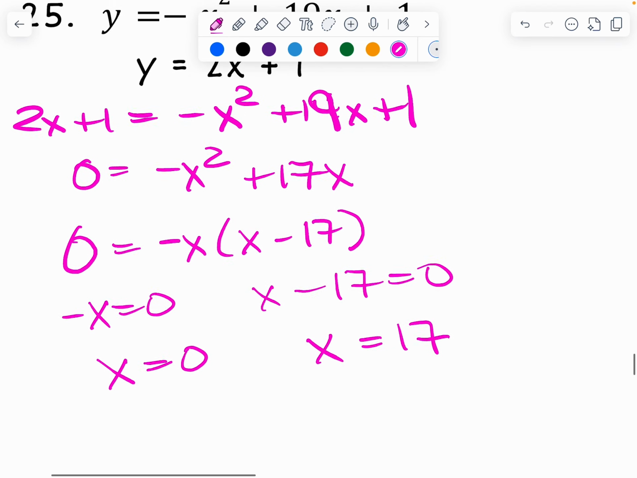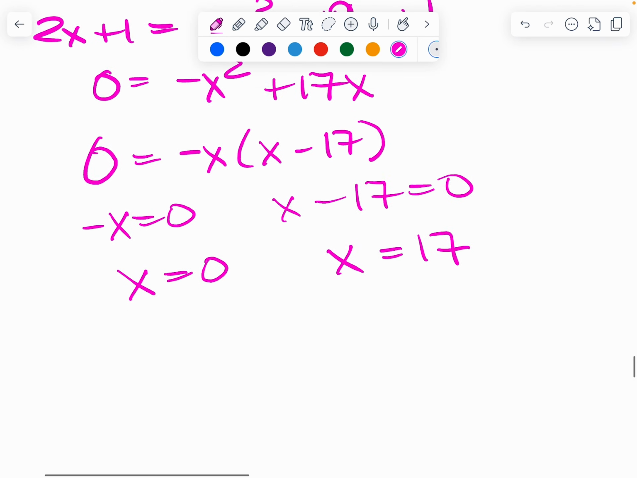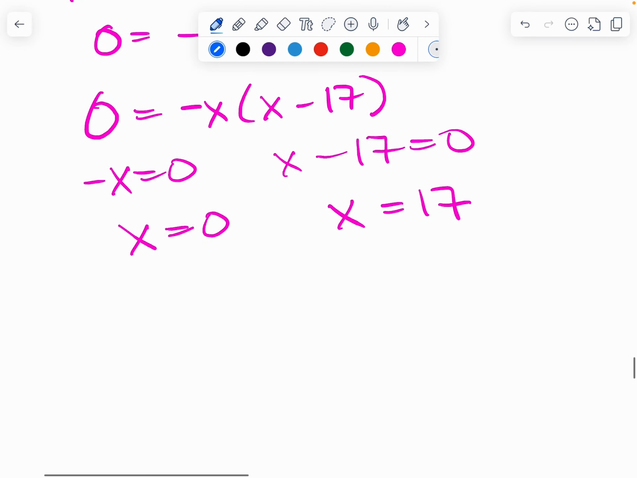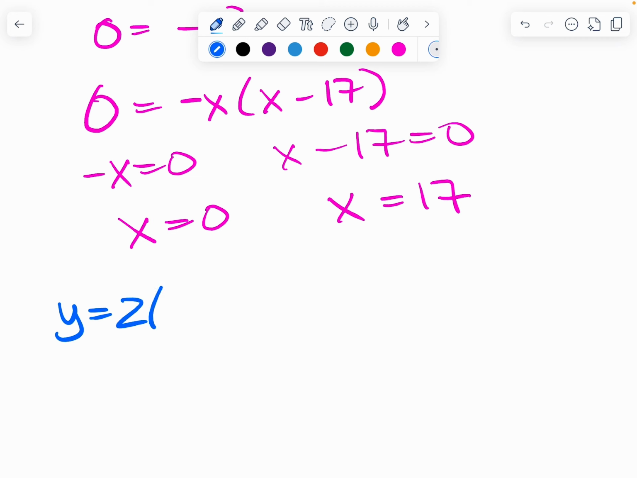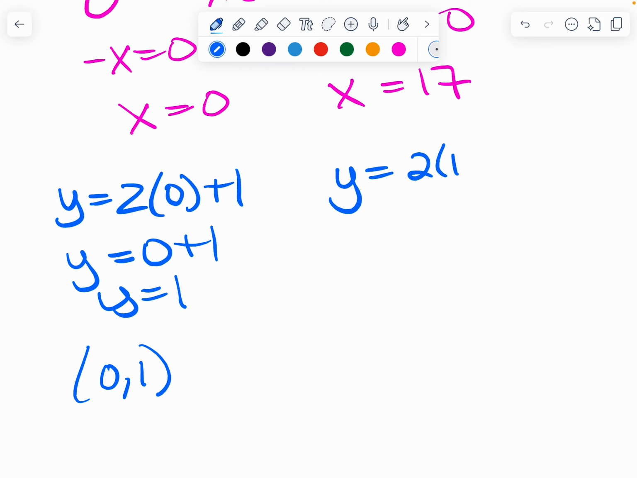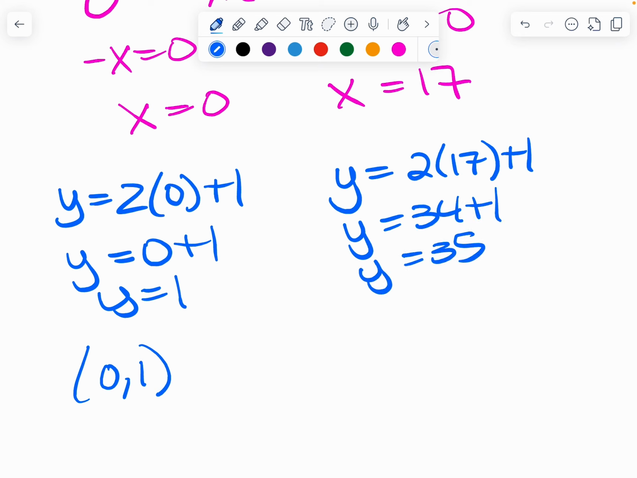Now those are the x's. I still need to know what the y's are. I found the x, but now I need to find the y. So y equals 2x plus 1. So that gets me 0 plus 1, so y is equal to 1. So the point 0, 1. Then I plug in the 17. So 2 times 17 plus 1, get 34 plus 1, so 35. So the point 17, 35.